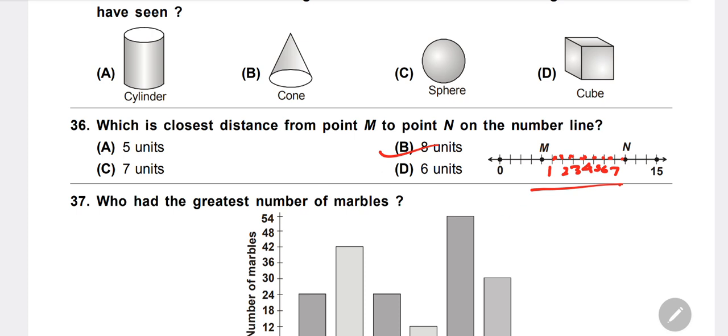8 points are the answer. Why do we not take this point? Because M is a beginning point. It means 0. So when you count from 0 to 1, this is 1 point, then 2 points, in such a way. Okay. Next question for you.